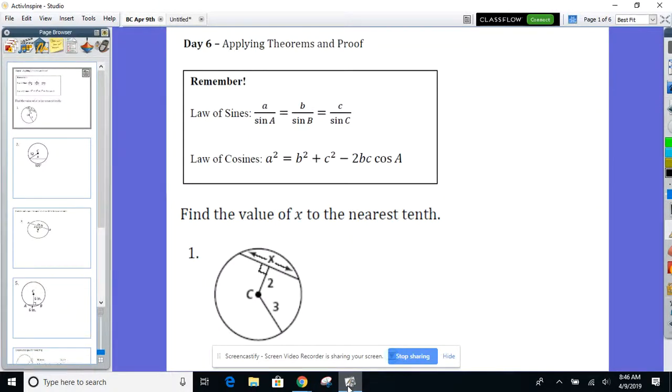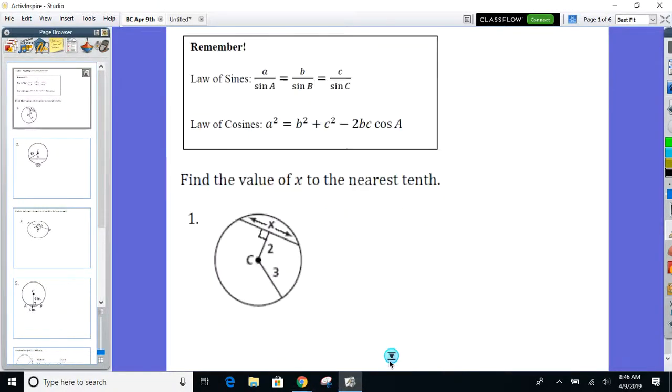All right, let's dig right into it. I gave you the law of sines and cosines just to remember what those are. We may need them today, possibly. Remember what it's used for: to find any side or angle in any type of triangle. It does not need to be a right triangle.